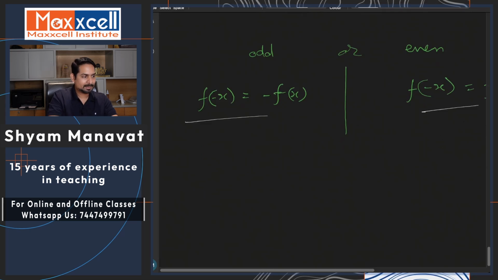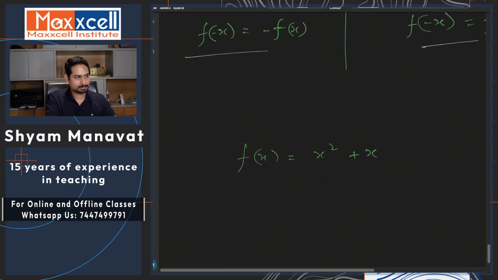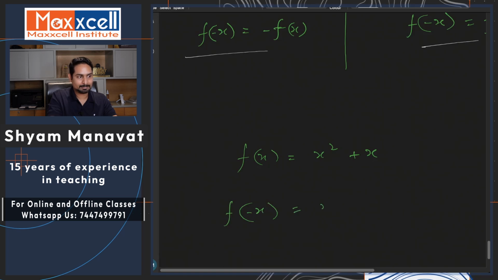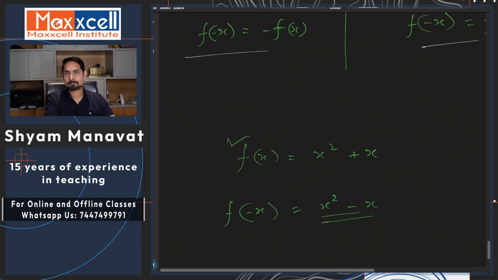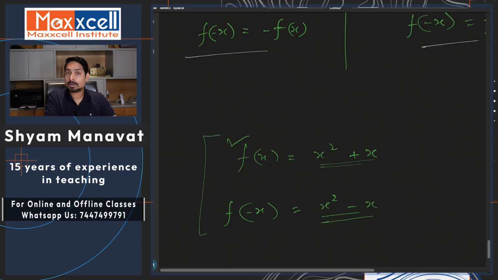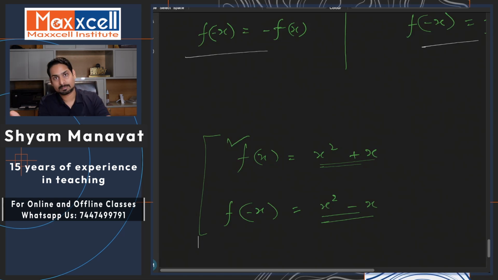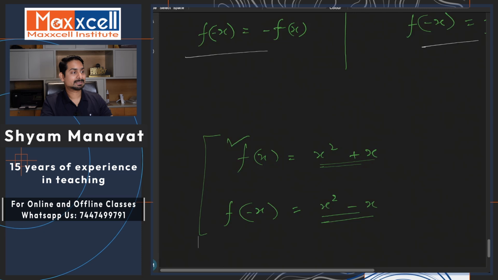For example, if I say f of x equals x square plus x, this is neither an odd function nor an even function. If you substitute minus x here, let me write this answer directly. Now this has no relation with the original function. You don't find any kind of similarity here, right? So this is neither odd nor even. It's not necessary that you always define a function as even or odd. I hope the concept of even function and odd function is clear to you.